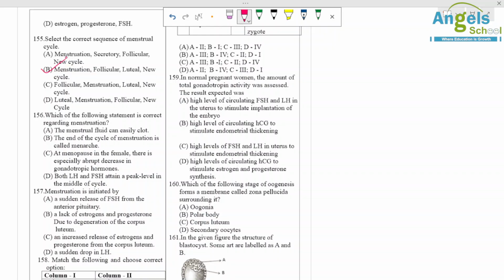At menopause in a female, there is an abrupt decrease in gonadotropins. Okay, so in menopause there is a decrease. And both LH and FSH attain a peak level in the middle of cycle. So it's a correct statement.